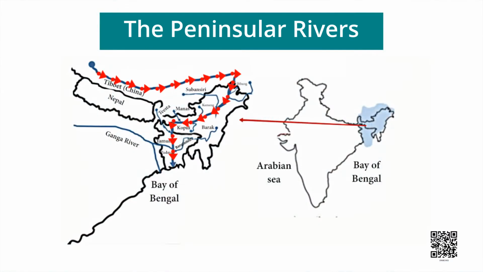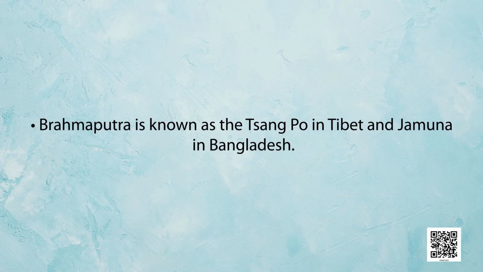Here it is called the Dihang, and it is joined by the Dibang and the Lohit and many other tributaries to form the Brahmaputra in Assam. The Brahmaputra is known as the Songpo in Tibet and Jamuna in Bangladesh.